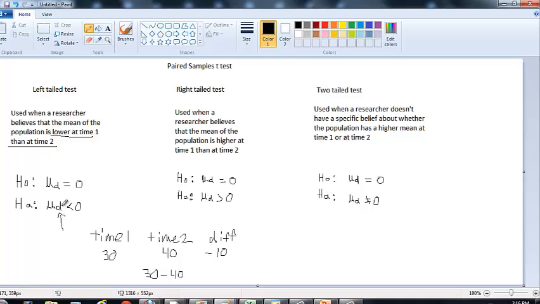So this is what the researcher is trying to support in this left-tailed test. They're trying to support the possibility that the mean of the population is lower at time 1 than at time 2, and that the mean difference score of the population comes out to a negative number, or less than 0. A right-tailed test is the opposite. When a researcher has reason to believe that the mean of the population is higher at time 1 than time 2, then this is what the researcher is hoping to support.